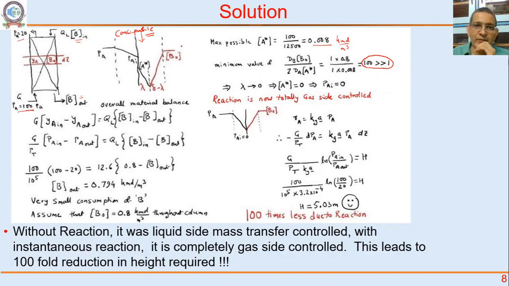That means even if at the bottom of the column gas side mass transfer was negligible, partial pressure at the interface would have been 100. The maximum possible value of A star anywhere in the column is this. Anywhere in the column A star is going to be lower than this. So anywhere in the column dB B naught by Z dA A star is going to be higher than this. Definitely lambda is tending to 0. That means A star is 0. That means PAI is 0. That means reaction is completely controlled by the gas side mass transfer. Totally gas side mass transfer.